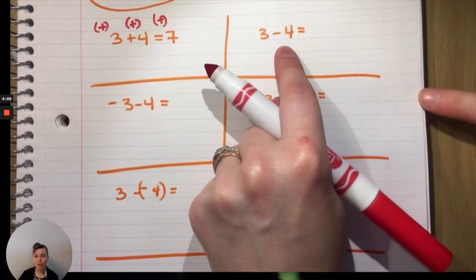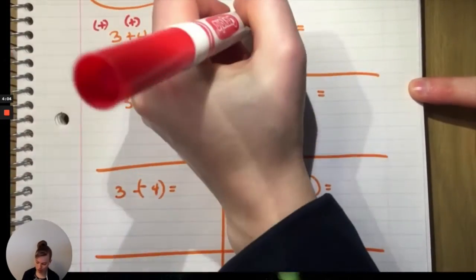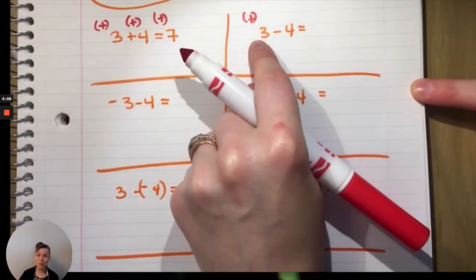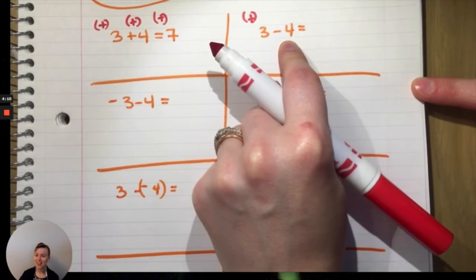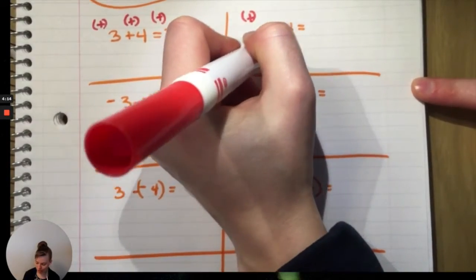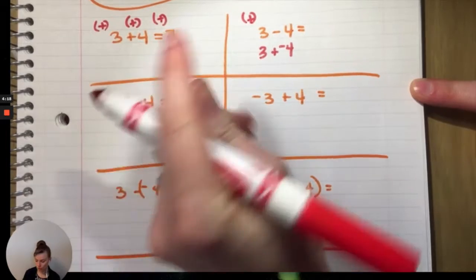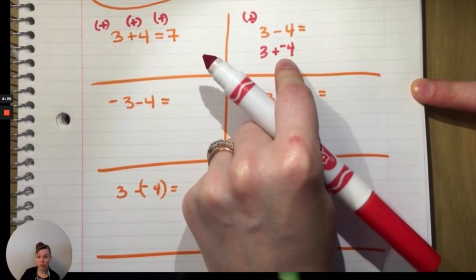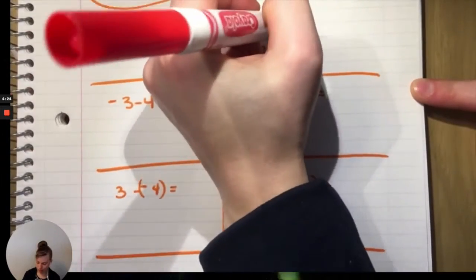We can see that over here with the 3 minus 4. This 3 is also positive. Even though we don't see the plus sign, it is positive. And then this 4, it could be positive or negative. So, trick question, I could rewrite this as 3 plus a negative 4, where the 3 is still positive and the 4 is negative, or I can think of this as subtracting a positive.